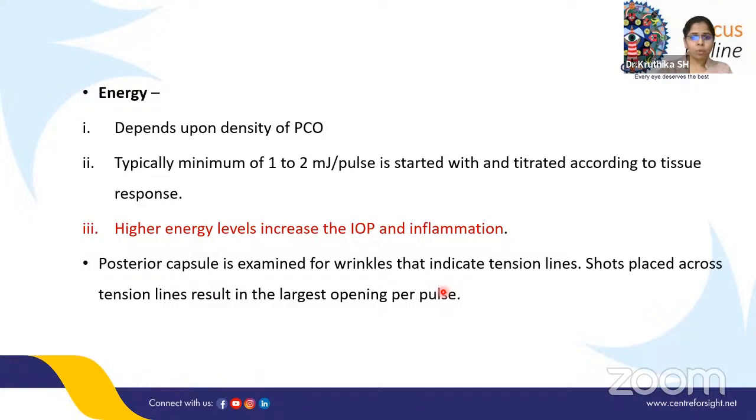And posterior capsule is examined for wrinkles. How this is done is, posterior capsule is examined for wrinkles that indicate tension lines. We should shoot the YAG laser on these tension lines to increase the opening size. The shots placed result in the largest opening when placed on the tension lines.